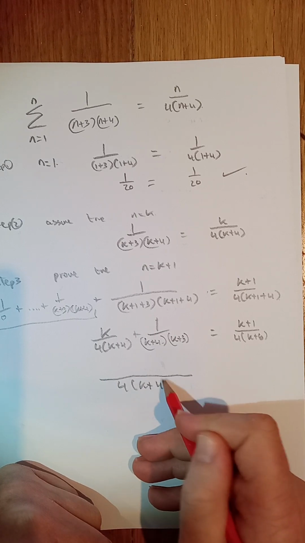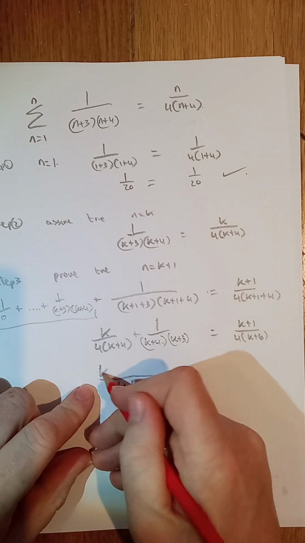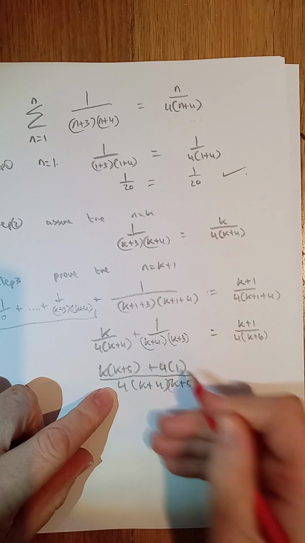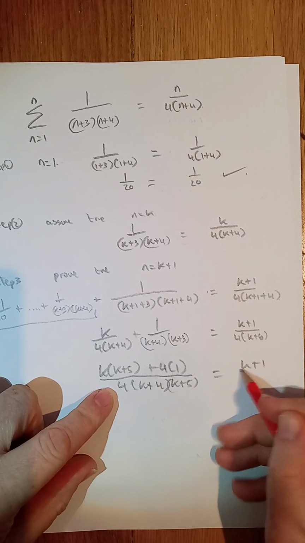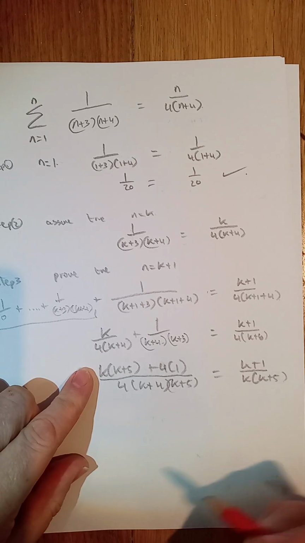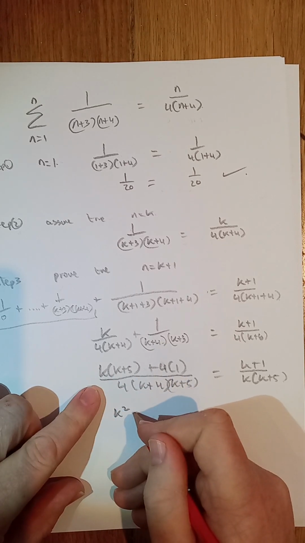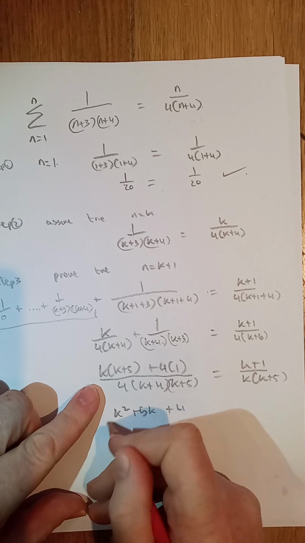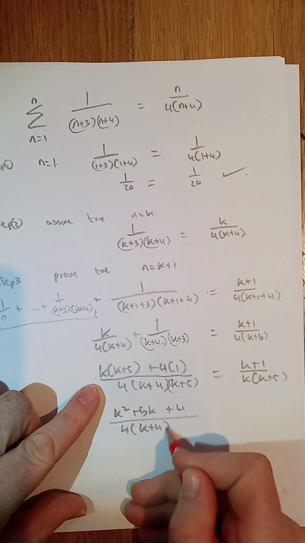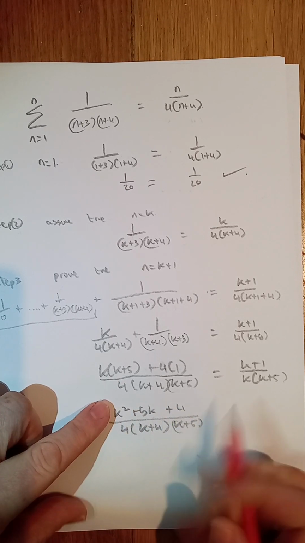4k plus 4k plus 5. So that into that goes k on k plus 5, and that into that goes 4 times 1. And that should be equal to k plus 1 over k times k plus 5. Doesn't look like it, but let's see what we can do. Let's multiply out the top line. We get k squared plus 5k plus 4 over 4 on k plus 4 by k plus 5. Okay, now that looks solvable.